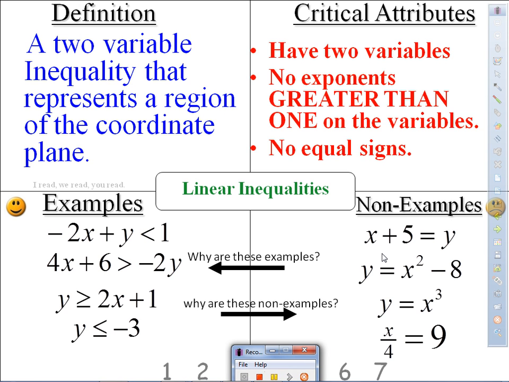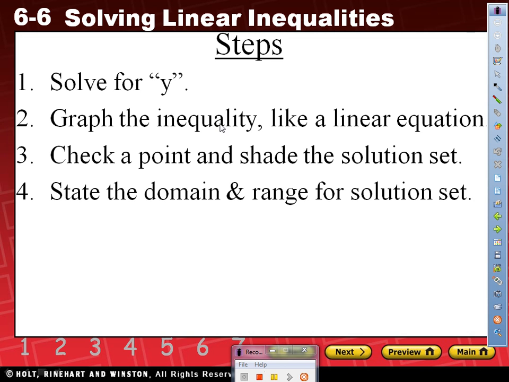Okay, steps. Write these down. These next steps that I'm going to give you are to graph. So today, yes, we are going to be solving. I'm going to show you the solution, but they're mainly to graph the inequality. So copy these down, please. Steps. Step 1, solve for y. Step 2, graph the inequality like a linear equation. Step 3, check a point and shade the solution set. Step 4, state the domain and range of the solution set.